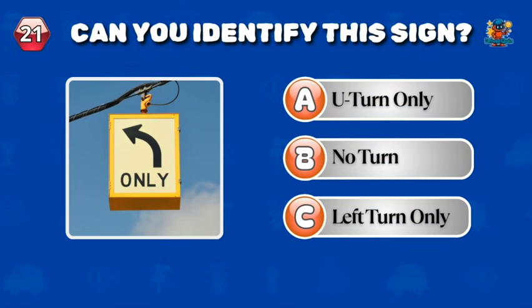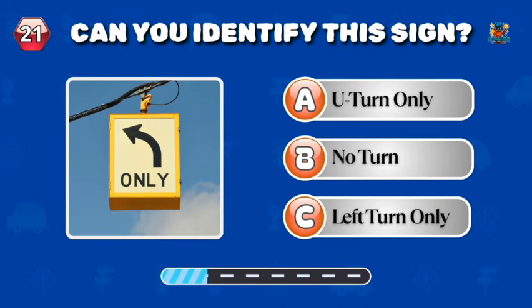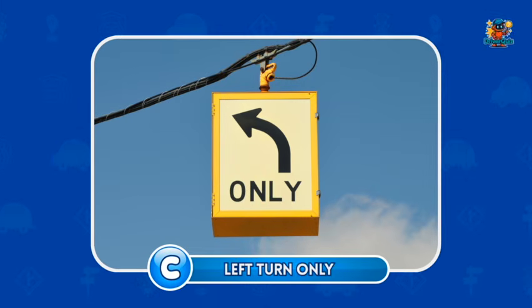Question 21. A. U-turn only. B. No turn. C. Left turn only. C. Left turn only. Indicates that vehicles in the lane must turn left only.